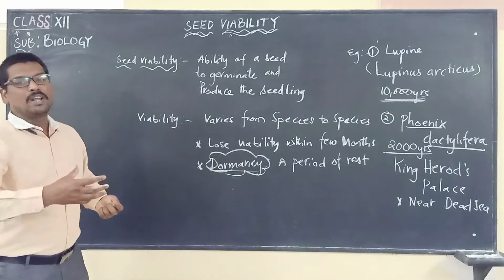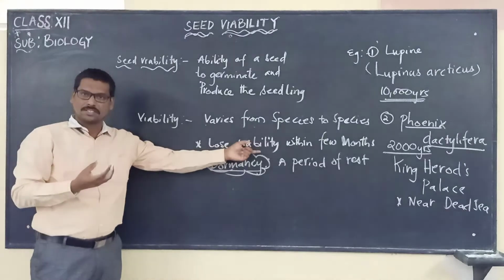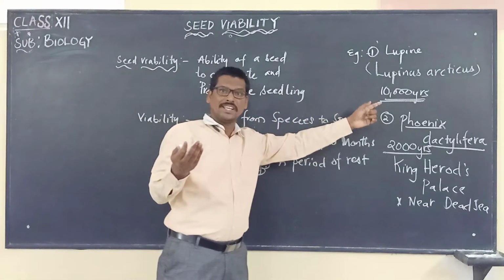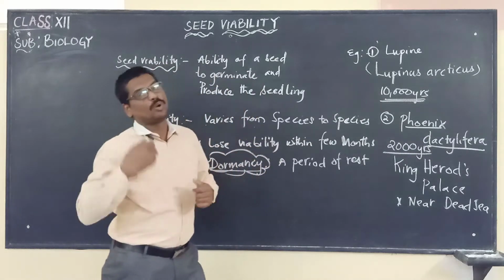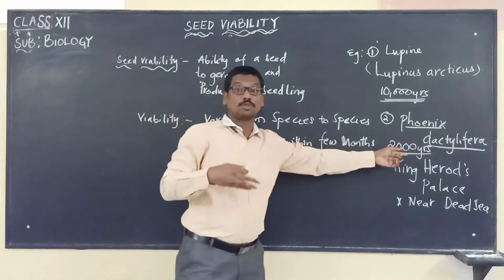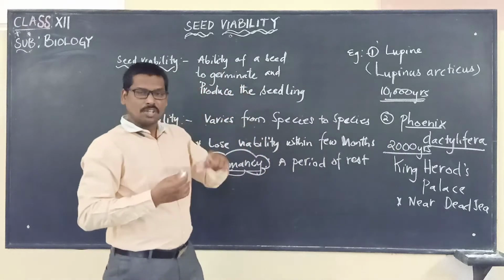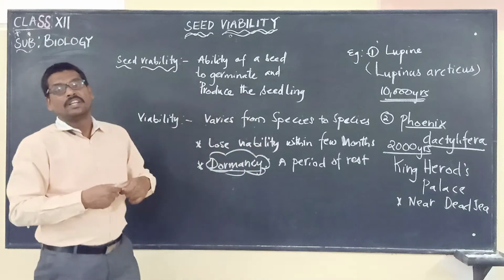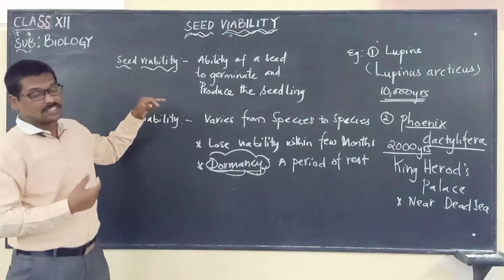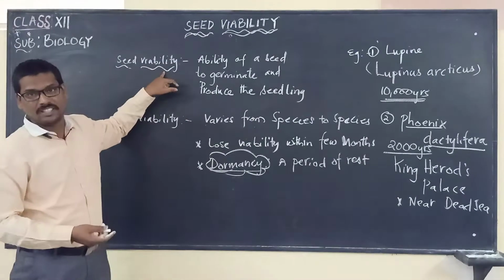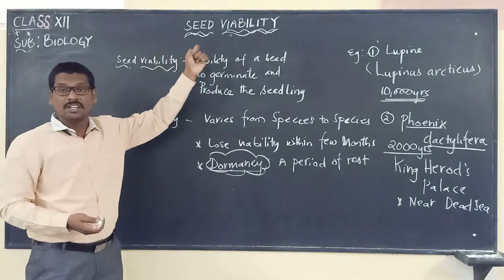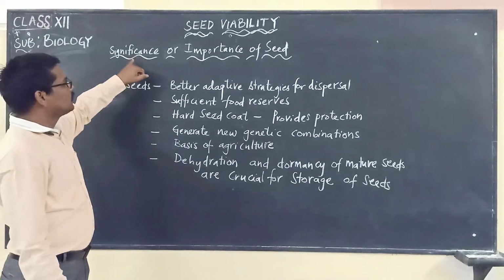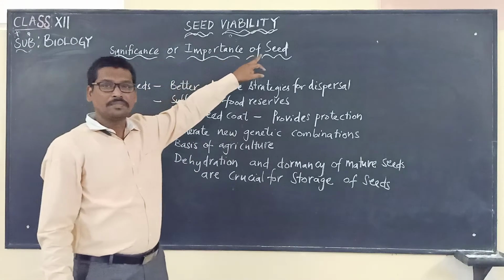Few seeds may lose the viability within few months, but there are some seeds which may be there for about 10,000 years, and after 10,000 years they start growing. And there are seeds even after 2,000 years they start growing. So all the 10,000 years or 2,000 years is nothing but they are in what stage now? They are in the dormancy stage. So that only we are calling it as seed viability. So now we are going to look at the significance or importance of seed.